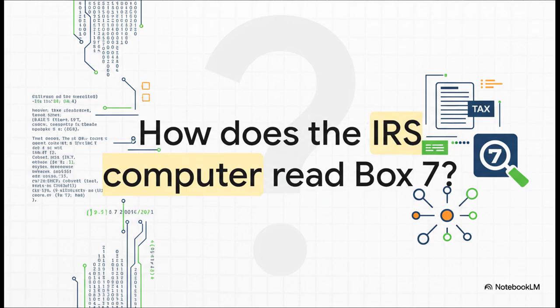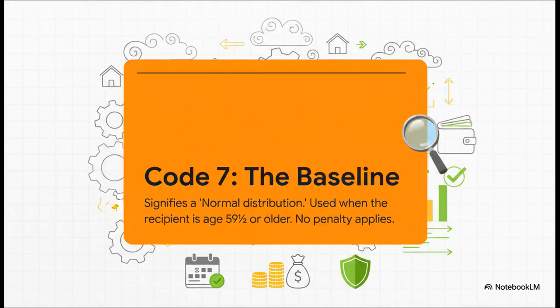To really audit your form, you have to speak the language of the IRS computer. It's a machine. It doesn't read handwritten notes, it just reads codes. And Box 7, well, that's where it gets its instructions. There are 3 codes you absolutely have to understand to protect your money. First up is Code 7. Think of this as the baseline. It just means normal distribution. If you're 59.5 or older, this code tells the IRS, hey, everything's standard here. The money is still taxable income, that's a given, but you are completely safe from that extra 10% penalty. This is the all-clear code.